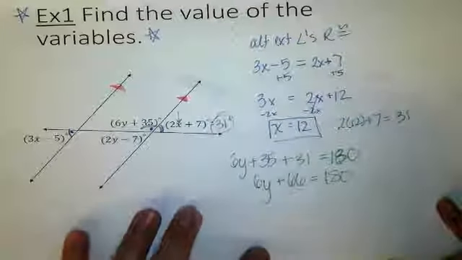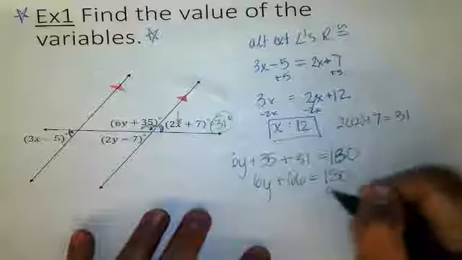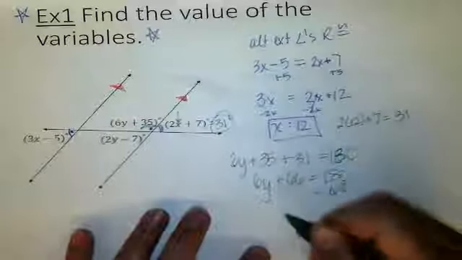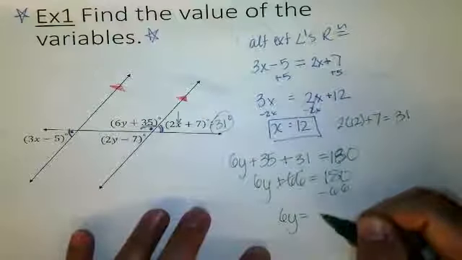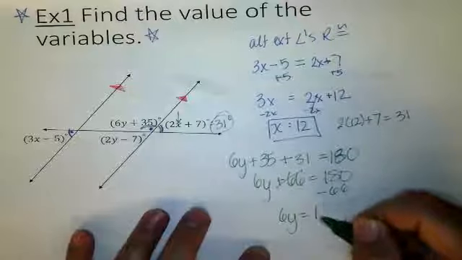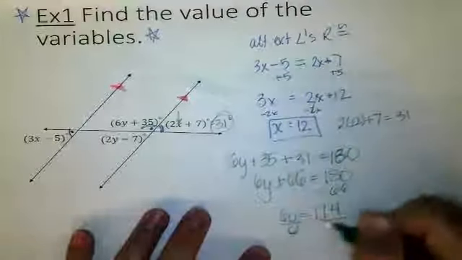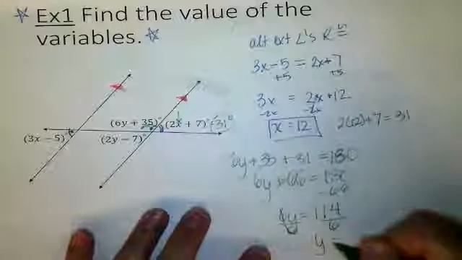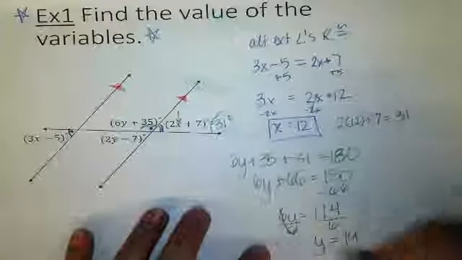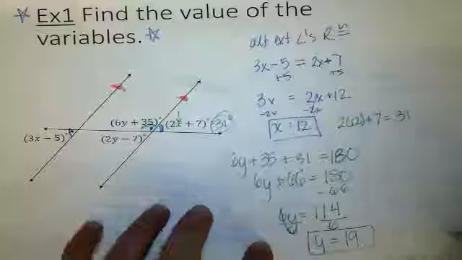And now what should I do? Subtract 66. I hope this doesn't explode in my face here. 180 minus 66 is 114. Oh, son of a gun. Does it work? Yeah. 19? Holy mackerel, I did it right. Okay, cool.